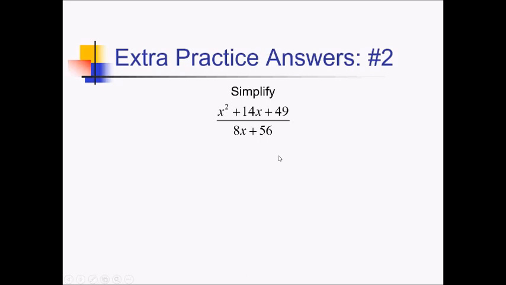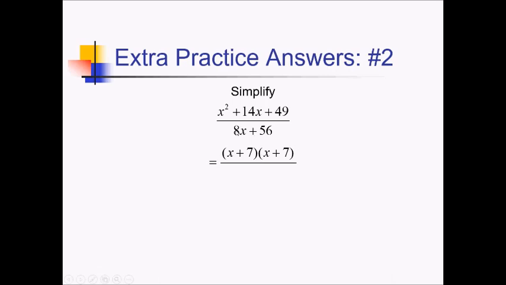For this problem, let's go ahead and factor this to see if there's any common factors we can cancel out. So for the numerator now, I need factors of 49 that add up to 14. Not a whole lot to choose from. We've got 1 and 49 and 7 times 7. Well, 7 plus 7 equals 14. So I can break that up into x plus 7 times another x plus 7. Or I could write x plus 7 squared if I wanted, but you'll see why I write this twice.